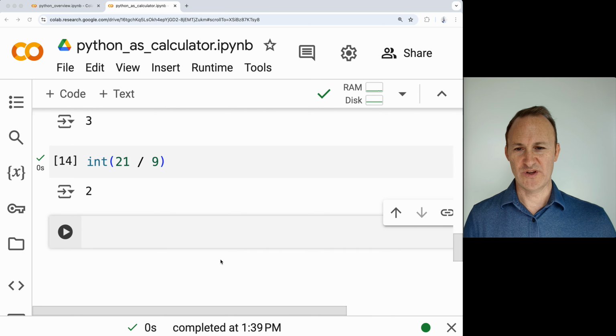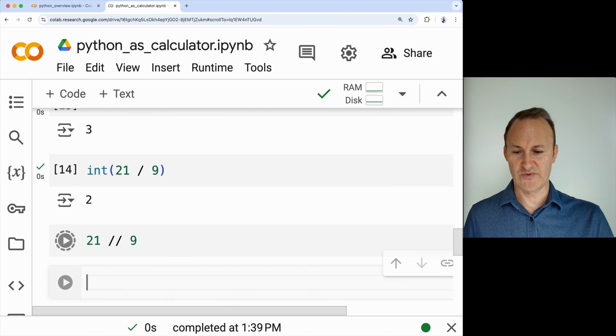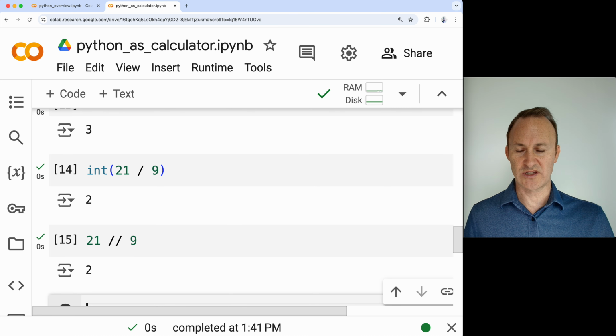Let's continue with the same notebook here. We're going to keep going. There's something else called integer division. We just did it, but you can also do it with this other operator. The double division sign is actually integer division, which is division with a lot of other coding languages. So if you press Shift Enter, you do get the same result of 2.